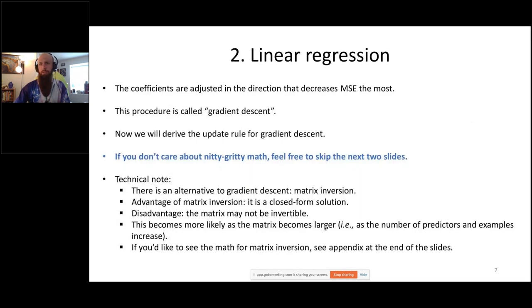The next two slides are actually going to have a derivation. I think there's a point to going through this derivation, but I'm not going to go through every line of it. If you don't care about the nitty gritty math, you can feel free to just zone out for the next two slides or something. We're not going to spend a whole lot of time on them. The whole point of showing them is to show you how the training procedure for linear regression works. We have these coefficients, beta naught and beta j, and we want to adjust them in a way that gives us the best fit, which is the same thing as minimizing the mean squared error.